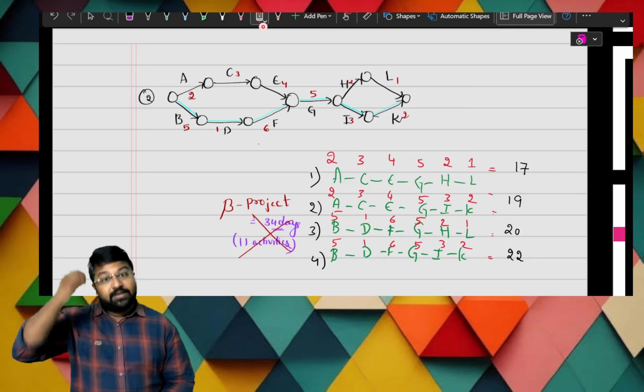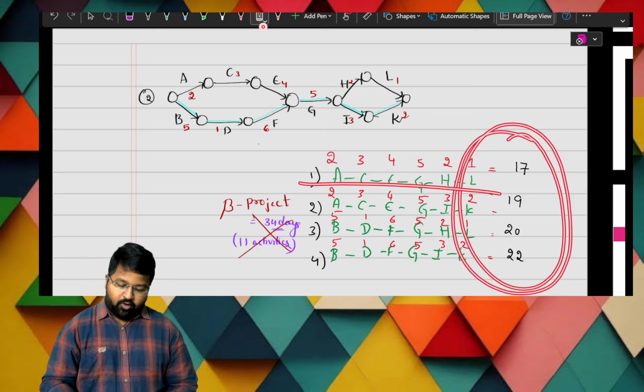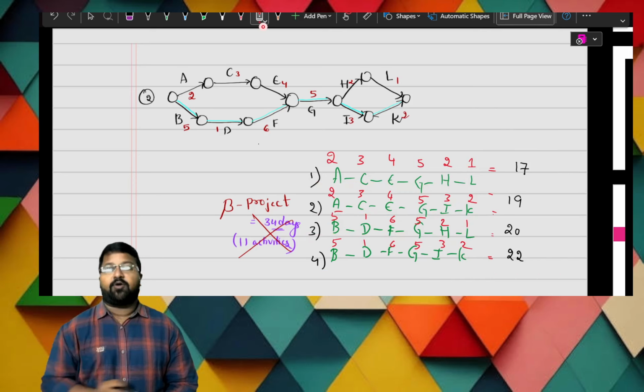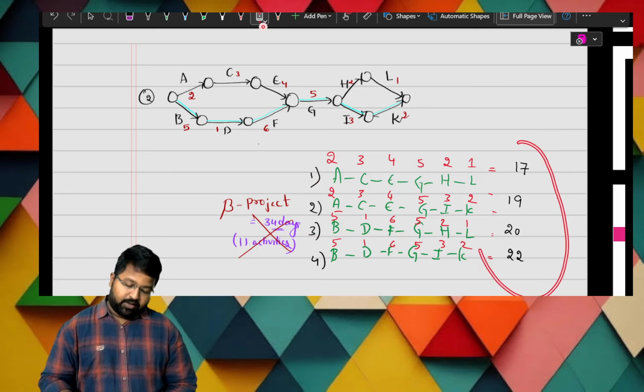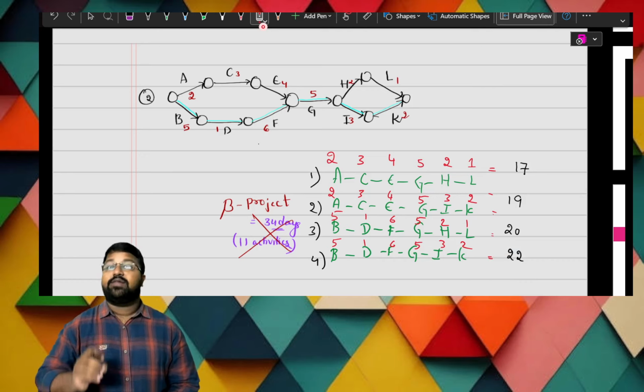This will be the minimum time. The maximum duration taken from all the paths will be the minimum duration of the project. I'm repeating the sentence again. After calculating all the paths, we have to identify the highest path duration. That will be the project duration. So you got it now?